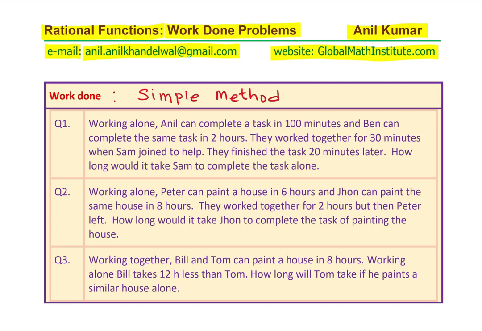Question number 3 is, working together, Bill and Tom can paint a house in 8 hours. Working alone, Bill takes 12 hours less than Tom. How long will Tom take if he paints a similar house alone? Now in this case, we are giving you the rate at which 2 persons are working and also related rate. So Bill takes 12 hours less, means works faster than Tom. If Tom has to do the same work alone, how much time will he take? So that is your 3rd question.